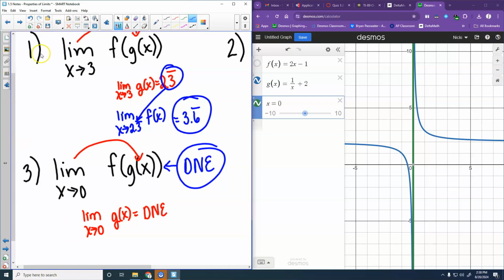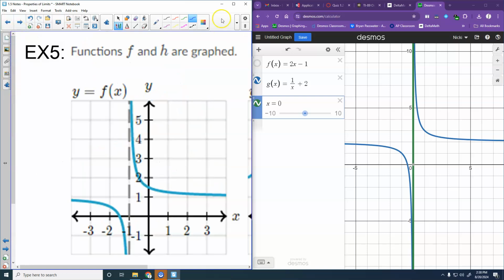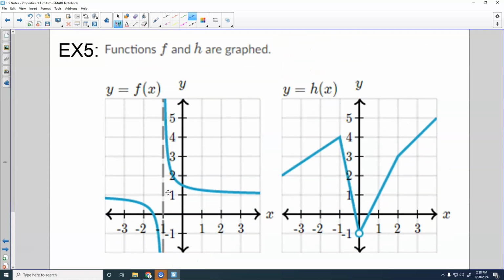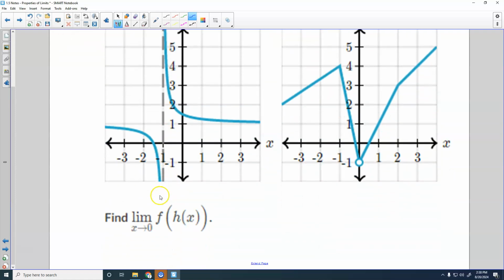Okay, but there are some other kind of weird things that can sometimes happen. So we've got here the limit as x approaches 0 of f of h of x. So we would need to be doing the limit as x approaches 0 of h of x first, right? Limit, use red like I've been doing. Limit as x approaches 0 of the inside first.